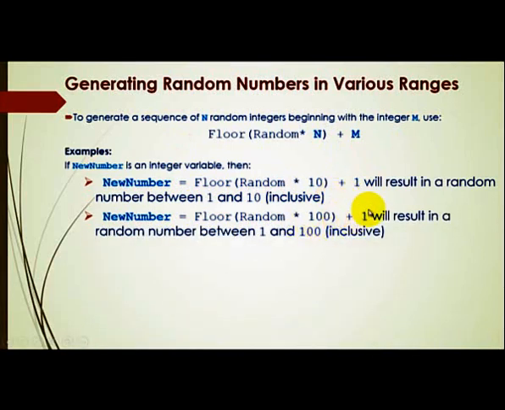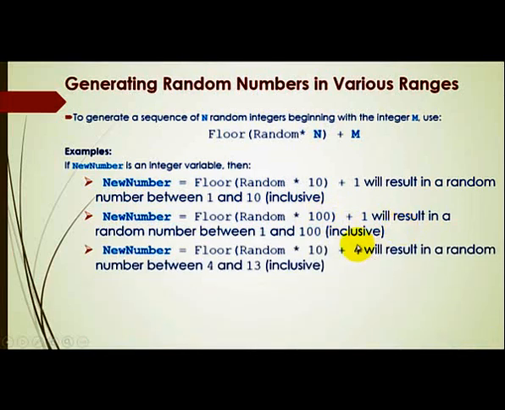The next one will start at 1 and will go to 100. Now this one gets a little bit confusing. It starts at 4 and we have 10 numbers in there. So get out your hands and start counting on your fingers. You have 4, 5, 6, 7, 8, 9, 10, 11, 12, 13. So you have 10 numbers between 4 and 13. So those are going to produce a random number, in this case, between 4 and 13.